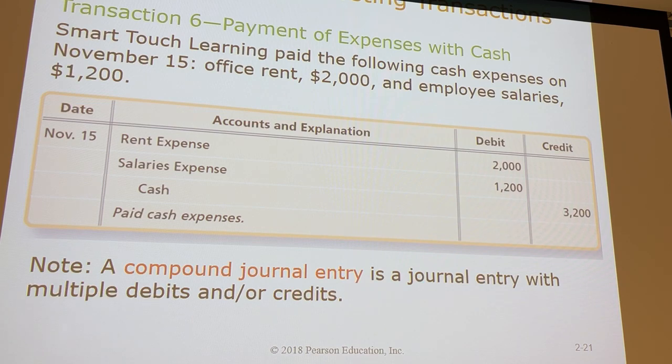What matters is the total dollars of debits have to be equal to the total dollars of credits in order to keep the accounting equation in balance. So if we add up the total debit dollars here, they add up to $3,200. Our total credit dollars are $3,200. So we know that we're in balance with regard to making this journal entry. So everything should be okay here.